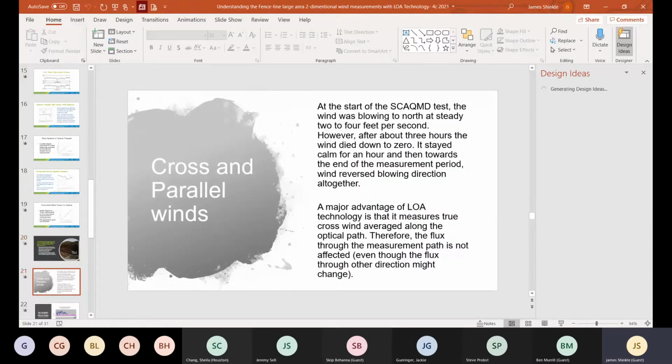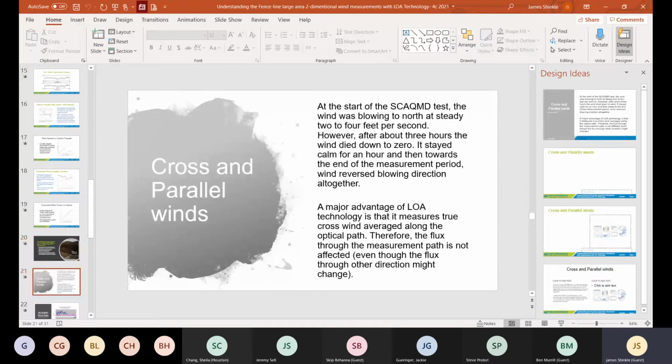When we get into this, at the start of the site, and I'll show these screens in a second, the wind was blowing north at a steady 2 to 4 feet per second. However, about 3 hours in, the wind died down to 0, and it stayed calm for about an hour. Then towards the end of that measurement period, the wind reversed direction completely. One of the major advantages of LOA technology is that it measures the true crosswind average across the optical path.